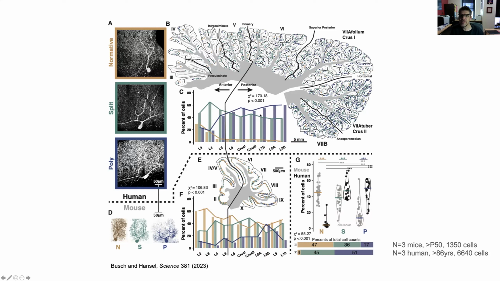We also see here the distribution over the lobules in these sections, and you also see here a dominance in the humans of the multi-branch cells. There's very little here in normative cells. But what I wanted to say, it's even significant, but it's not super impressive, but there is a tendency for the multi-branch cells to be stronger in the posterior lobules than in the anterior lobules.